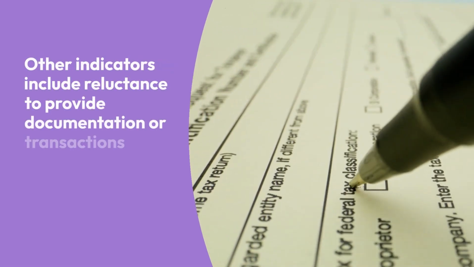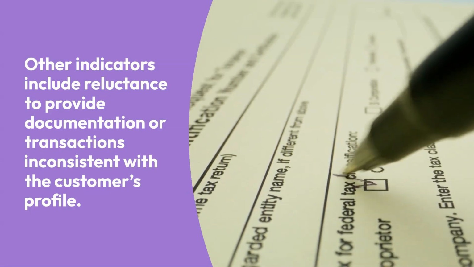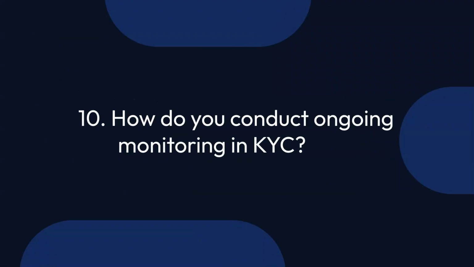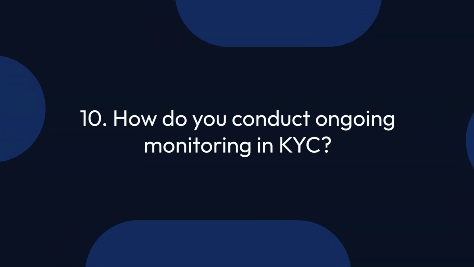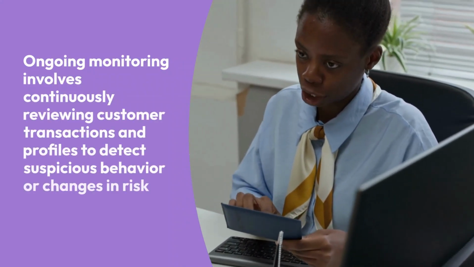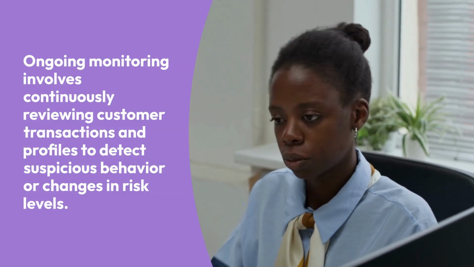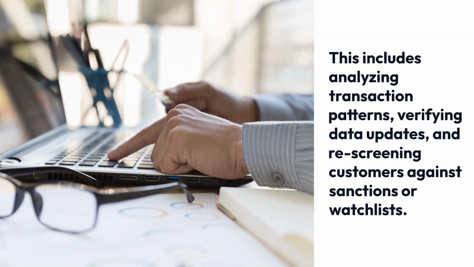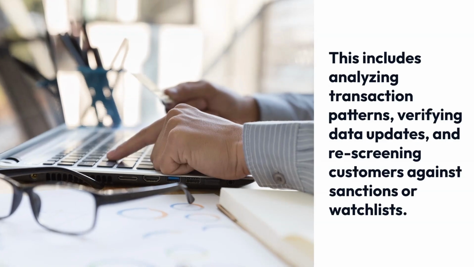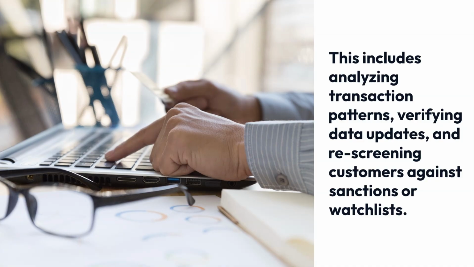Identifying red flags allows compliance teams to investigate further and report suspicious activity through Suspicious Activity Reports, SARs, or equivalent mechanisms. 10. How do you conduct ongoing monitoring in KYC? Ongoing monitoring involves continuously reviewing customer transactions and profiles to detect suspicious behavior or changes in risk levels. This includes analyzing transaction patterns, verifying data updates, and rescreening customers against sanctions or watch lists.